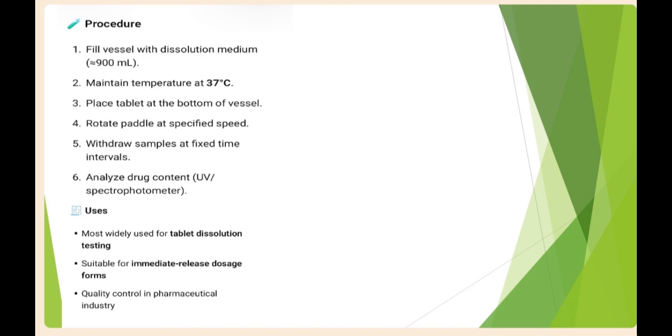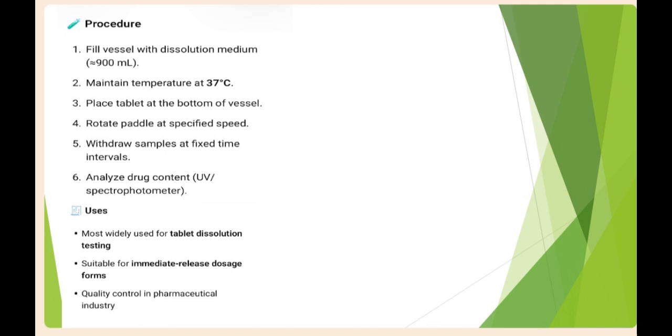The samples are withdrawn at frequent intervals as mentioned in the monograph, and the volume taken is replaced with fresh dissolution medium to maintain the sink condition. The sample is filtered and analyzed as per the monograph to determine the amount of API dissolved in solution. Analysis is recommended using UV spectrophotometer.